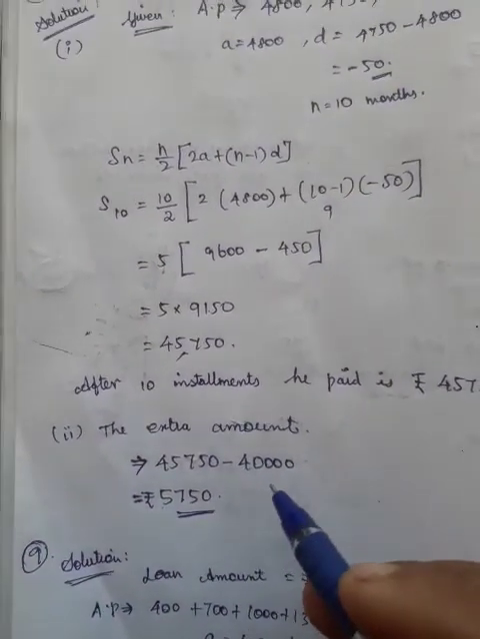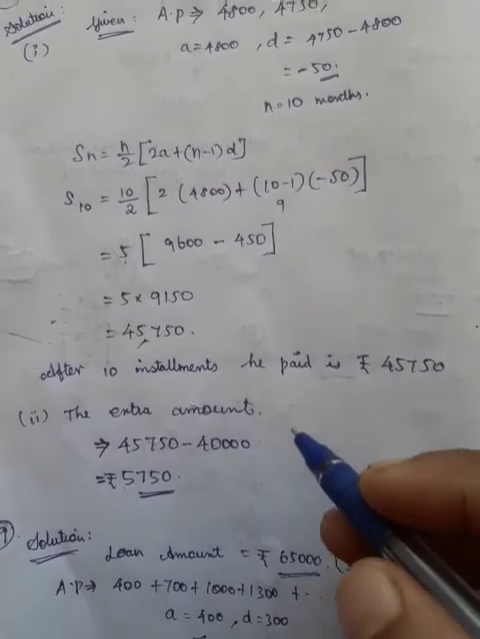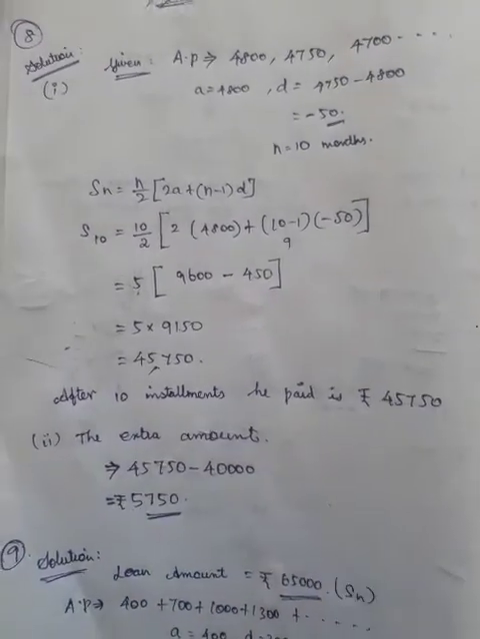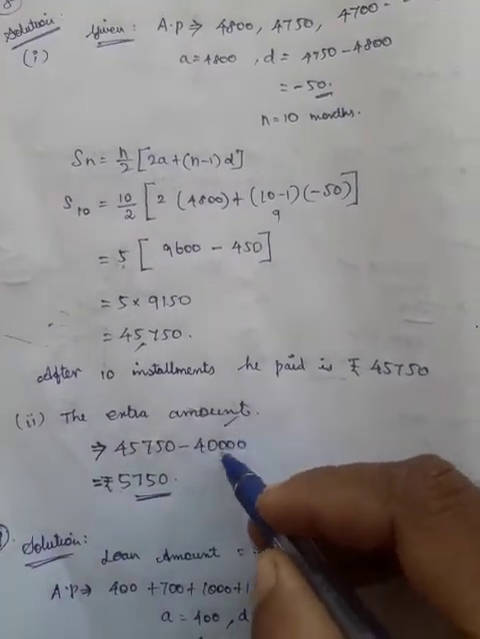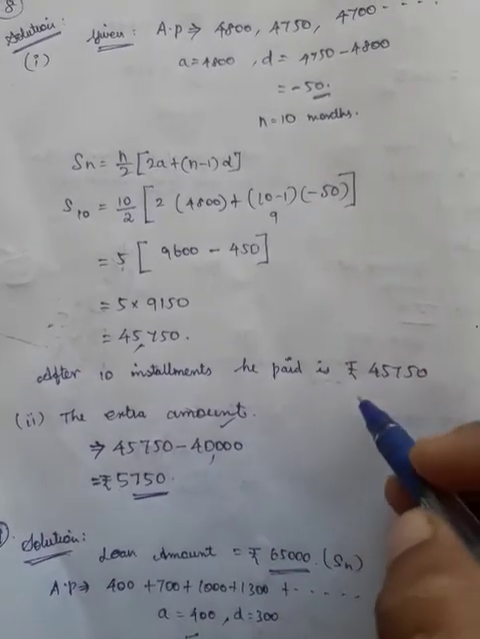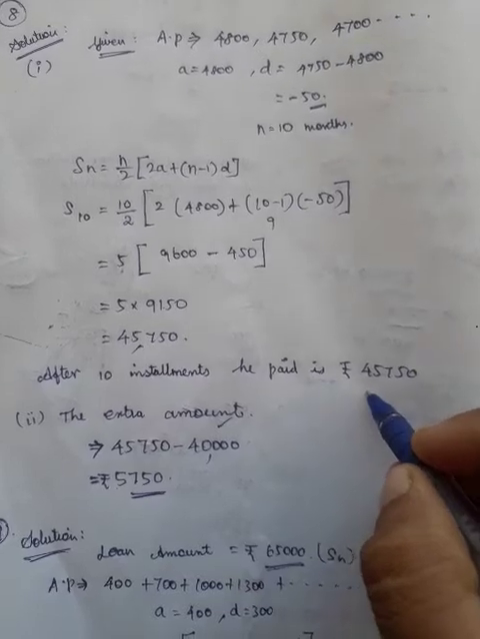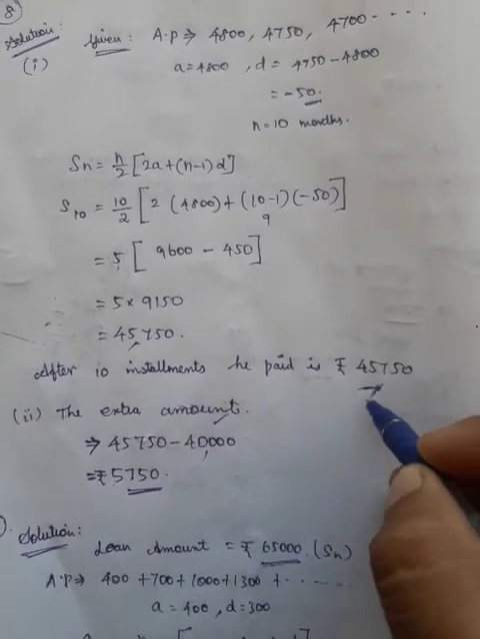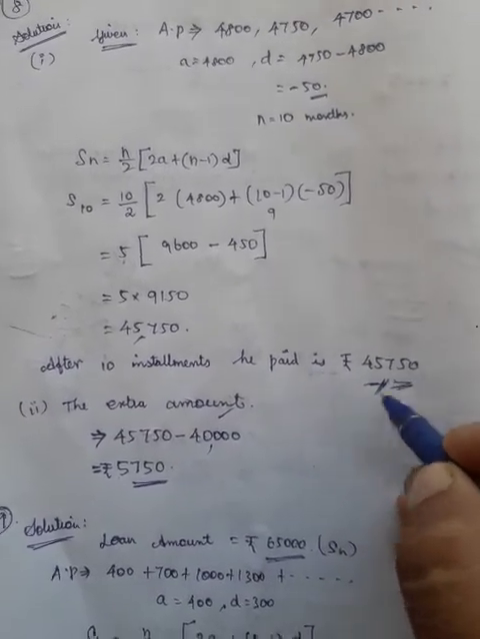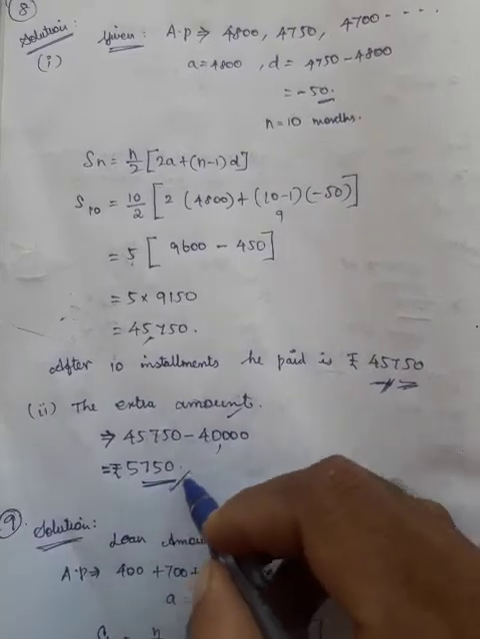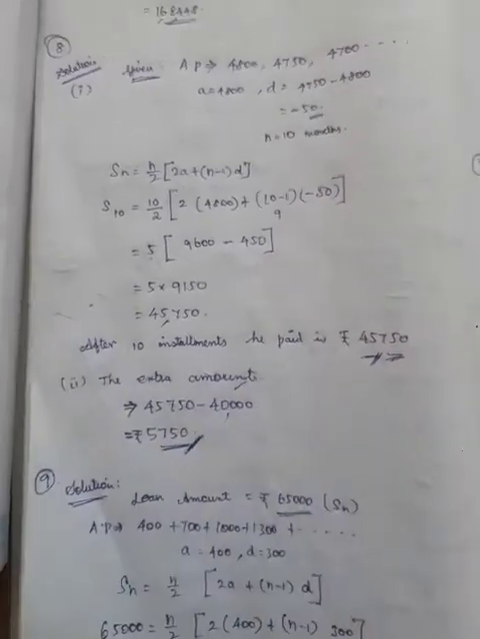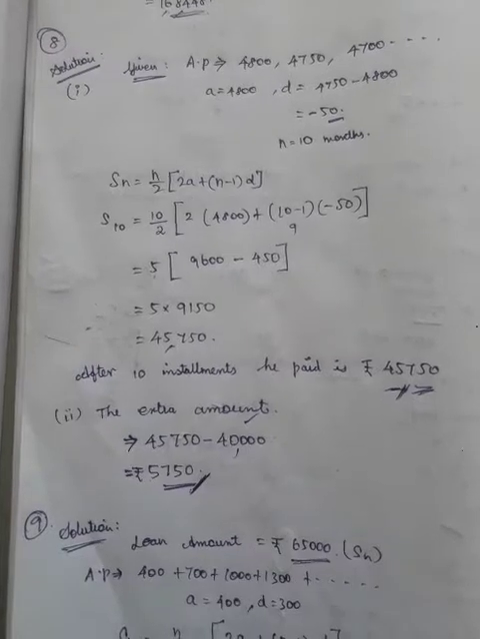How do we find the extra amount here? The total laptop value is 40,000 only, but by installments he paid 45,750. If we subtract, we get 5,750. He paid this extra amount.